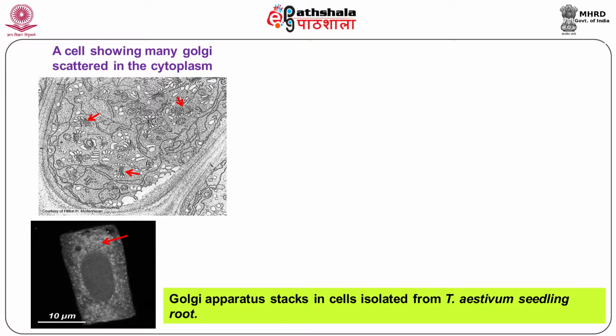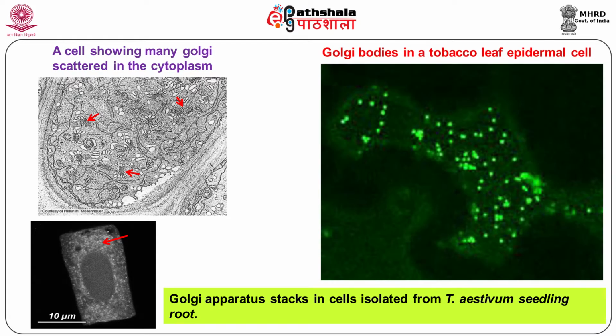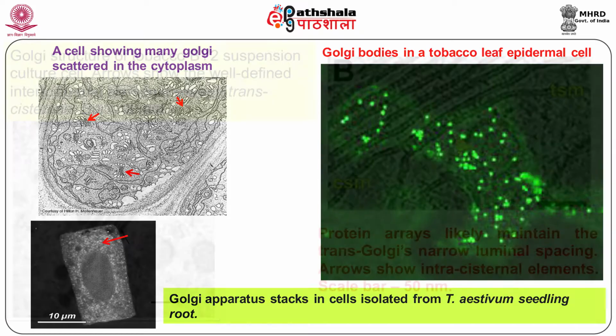The bottom figure on left shows you large number of Golgi from wheat seedling roots. Right hand figure shows you Golgi bodies in tobacco leaf epidermal cells. Golgi are seen as fluorescent green dots here.